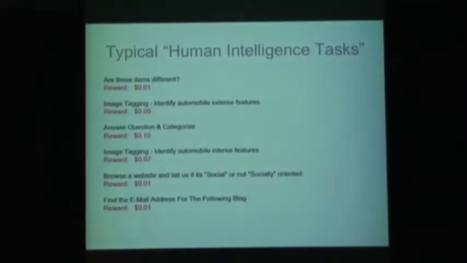And this is just a sample of how much different tasks cost on Mechanical Turk. So, to rate whether items are different, you might want to pay a person a penny. Image tagging is a little bit more expensive, so 5 cents. Answer questions and categorize, that's on the expensive side, so 10 cents and so forth. So we decided our price, and we decided we had a very interesting little task for people. So we're like, okay, we're not going to pay too much because you're going to have fun with this.